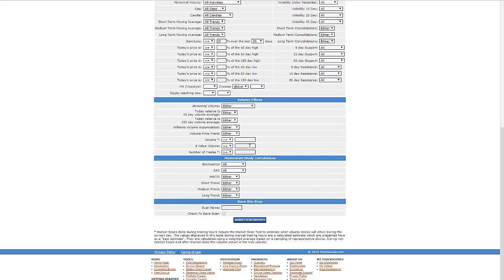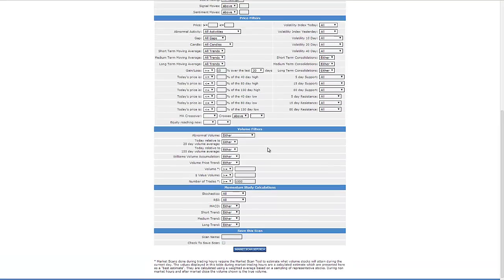Now, I'm going to look for stocks that are up at least 10%, so I use the gain-loss criteria over the last 20 trading days. I'm also going to set a minimum number of trades of at least 1,000 so that I get stocks that are fairly liquid. Now, you can play with that. You can also set a price range. If you only want stocks over $5, for example, you could do that.